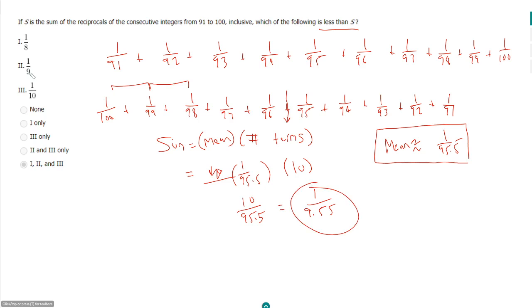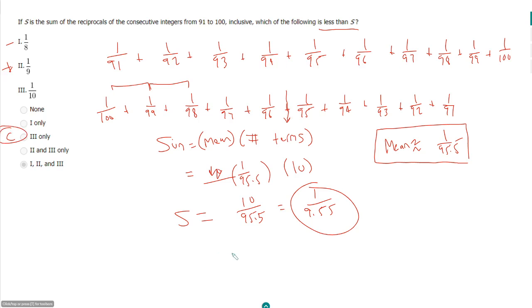Based on this, it looks like 1 and 2 are going to be greater than this, and 1 over 10 is the only one less than. So I would say C. And remember, this is an estimation. How else could we do this?